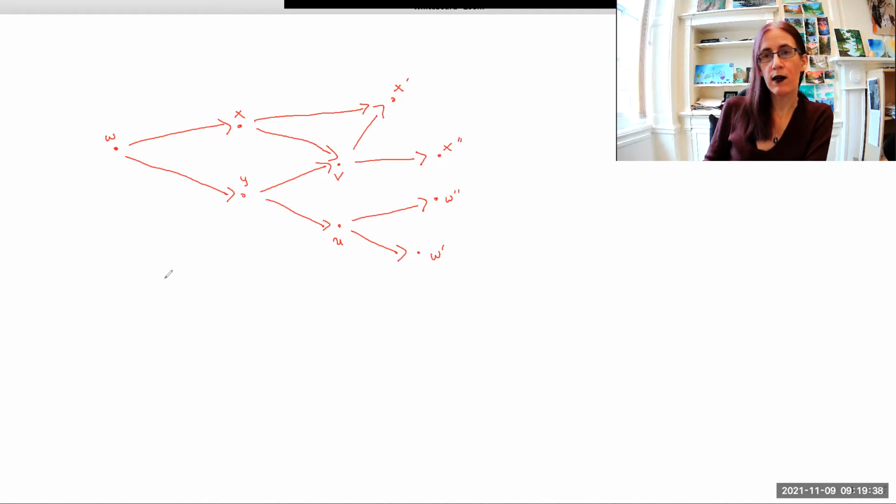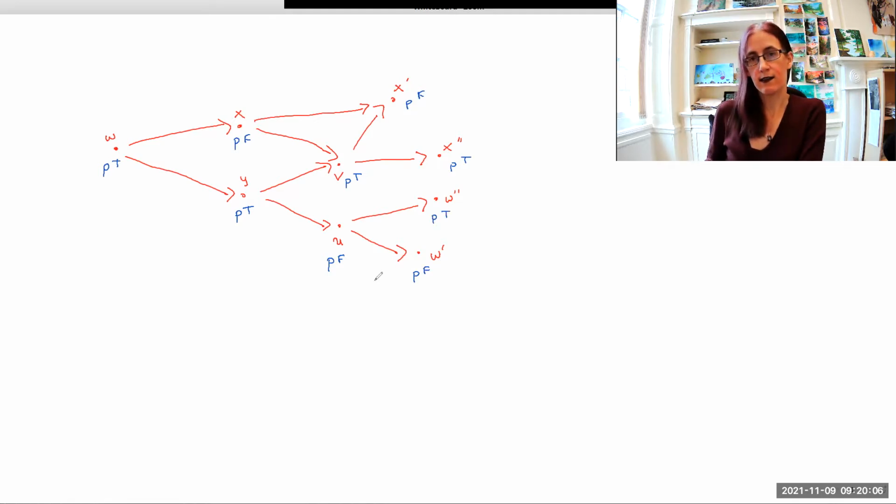We can turn this into a model by annotating each of the worlds with the atoms that are true. So I'm going to do this by noting the truth values explicitly. So P is true at W. It is false at X. It is false at X prime. It's going to be true at Y, and true at V, and true at X prime. And then it's going to be false at U, false at W prime, but true at W2 prime. So this is just a random made up valuation that I came up with.